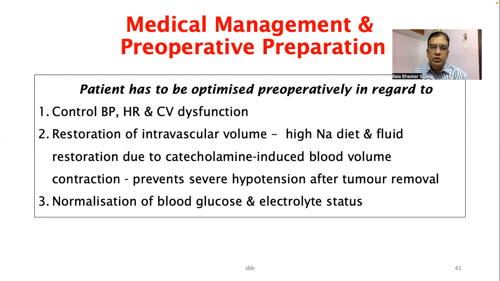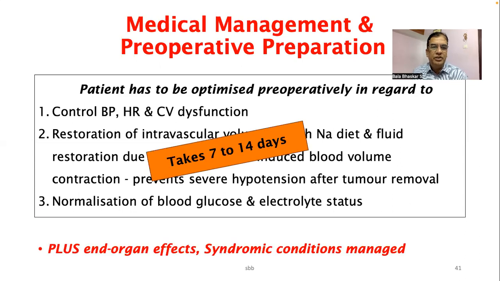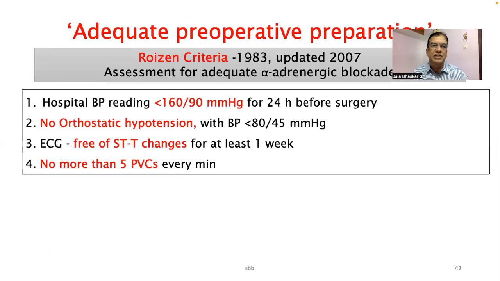And thirdly, blood glucose level and electrolyte level. So three main components have to be checked for in the preoperative preparation of the patient. And it could be an advanced endocrine disease or some syndromic associations. Normally, it takes about 7 to 14 days.